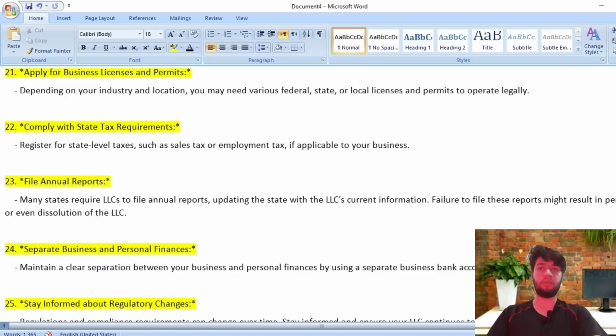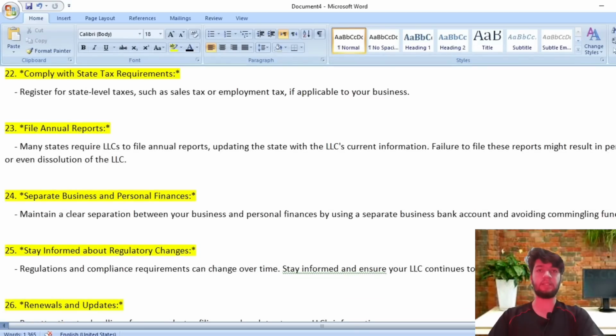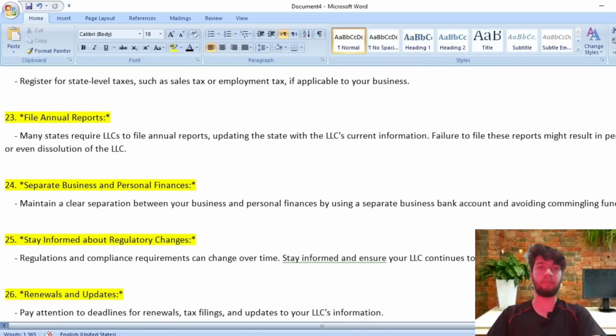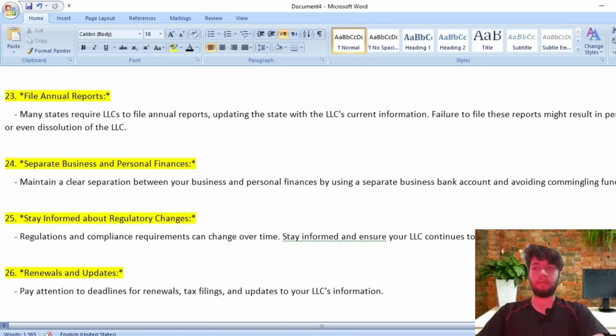Stay informed about regulatory changes. Regulation and compliance requirements can change over time. Stay informed and ensure your LLC continues to meet its legal obligations. Renewals and updates: pay attention to deadlines for renewal, tax filing, and updates to your LLC formation.